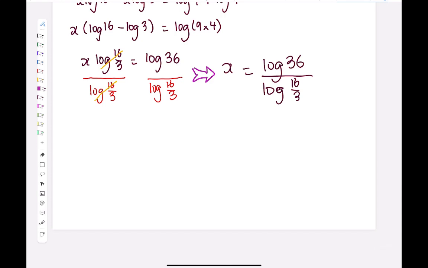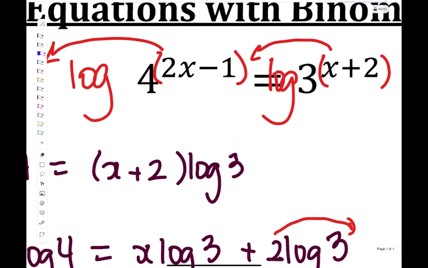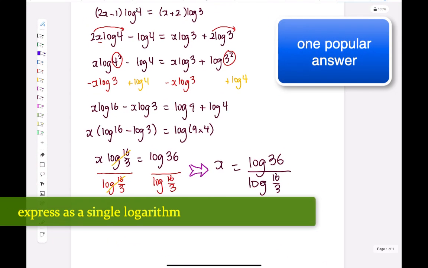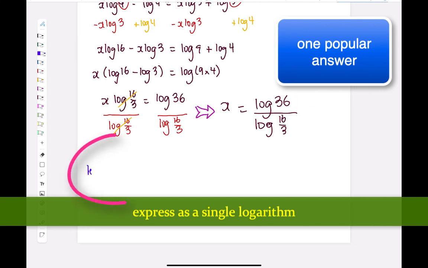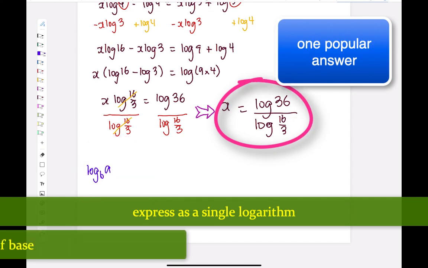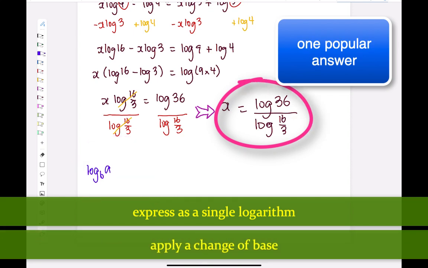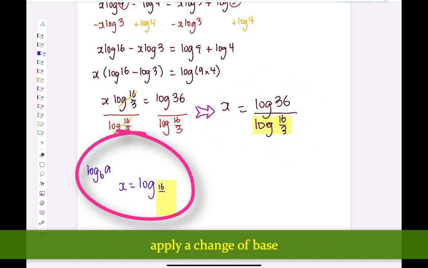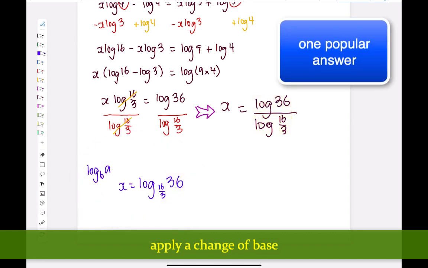Okay, we have two options here, and it depends what the instructions say. A very popular question these days is to take the initial question, our 4 to the power of 2x minus 1 equals 3 to the power of x plus 2, and express as a single logarithm of the form log base b of a. And so if we take a look here, we can apply our change of base, and in this case, we will end up with x equals log base 16 over 3 of 36. This question is done.